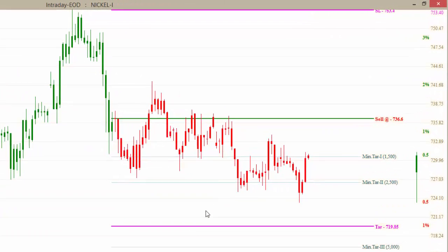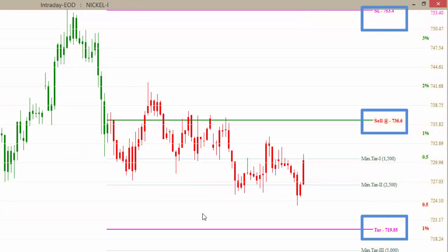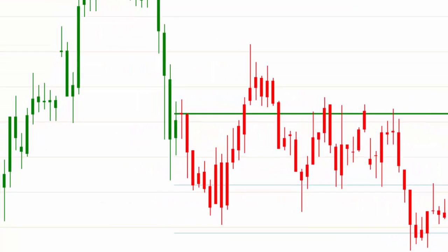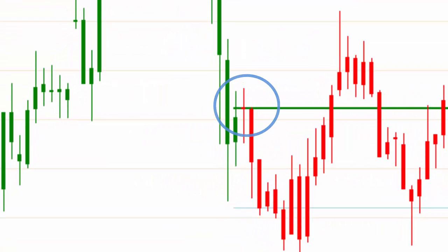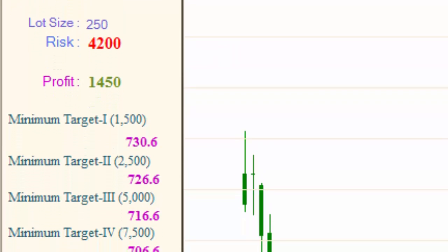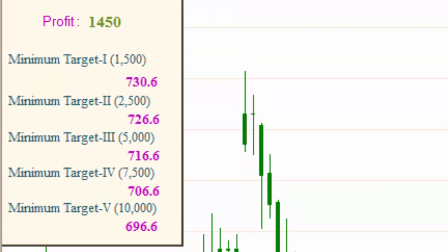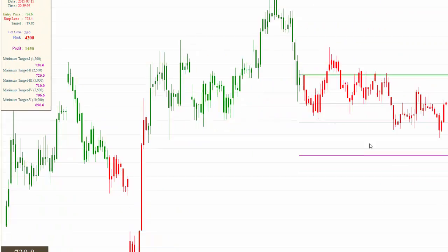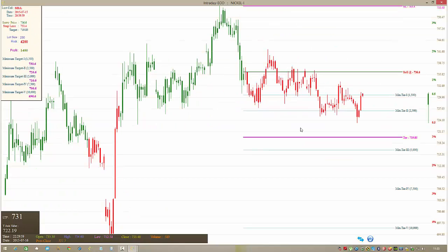Now I'm opening the nickel intraday chart. This intraday chart has a sell signal. The same as other charts, it has an entry point, stop loss and targets. So the intraday view of both NSE and MCX is the same. Using this view, you can do intraday trading properly. So this is the proper way of understanding the intraday chart.